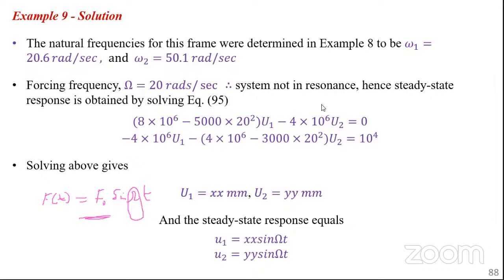So the forcing frequency is given, and you're saying it doesn't match either of these. Remember, if the natural frequency of our structure corresponds to the frequency of the forcing function, then resonance will occur. And when resonance occurs, the amplitude becomes very high, which might result in the collapse of a building.